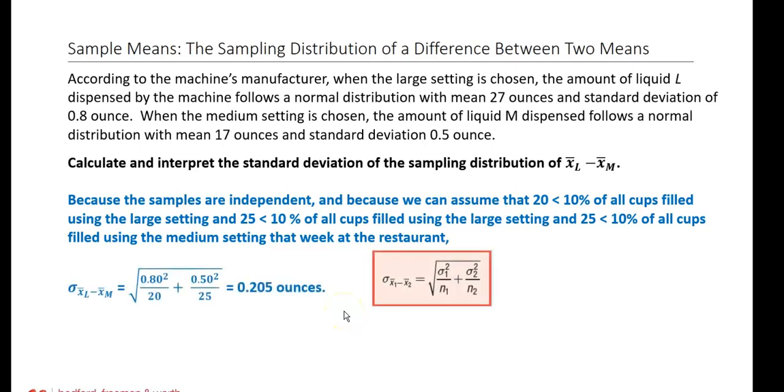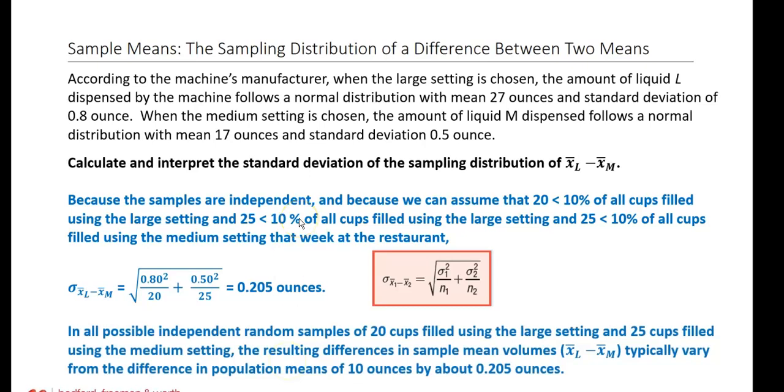Then you calculate the standard deviation, and then you interpret it, right? So if we took all possible samples of size 20 for the large cups, all possible samples of size 25 for the medium cups, for the mean amount of liquid found in there, then the typical variation from the mean is 0.205. Let's see what they said. Typically vary from the mean difference in the population means by about 0.205.